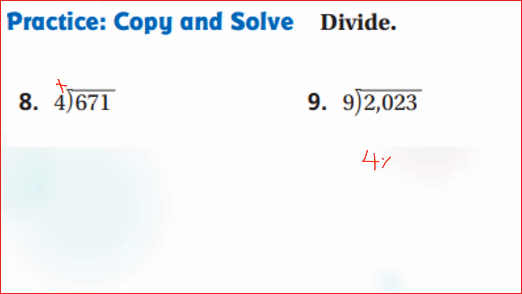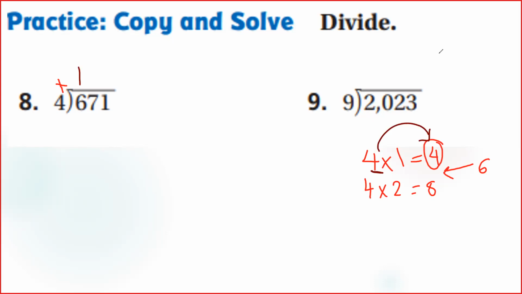4 times 1 is 4. 4 times 2 is 8. My number here is 6, so 6 is here. Now, since 6 is between 4 and 8, I will take the number that is less than 6. What is the number here that is less than 6? 4. Then I ask myself next, what is the number that when I multiply it by 4, I get 4? 1. So I will write number 1 up here. Then next I will multiply 1 times 4, which is 4.